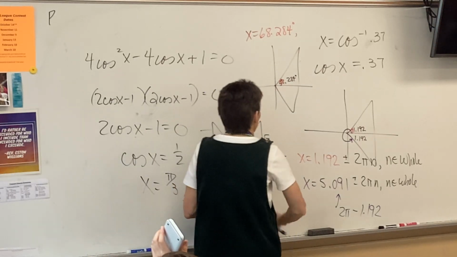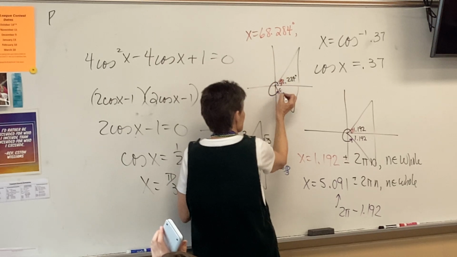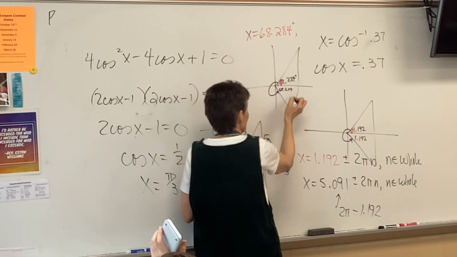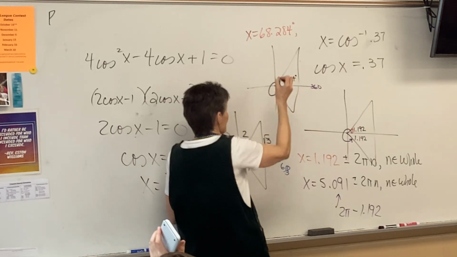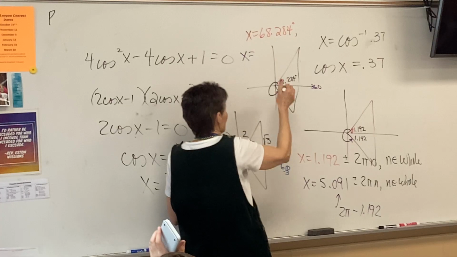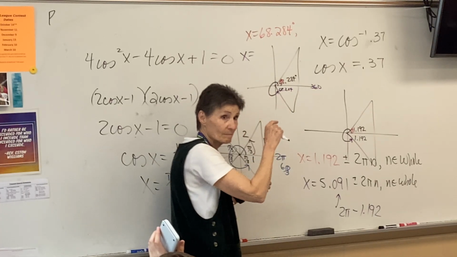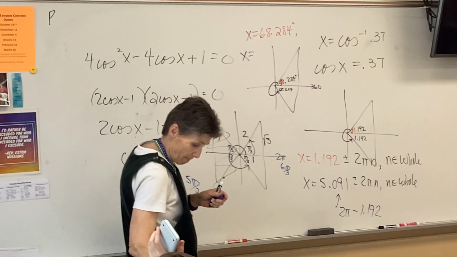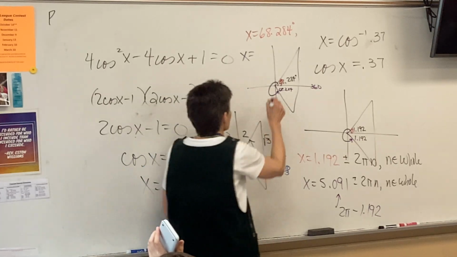What is my purple angle? Now remember, you're in degrees. This is 68.284. This is 360. So isn't the purple angle going to be 360 minus 68.284? That's 291.716.